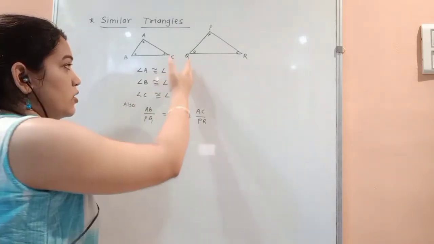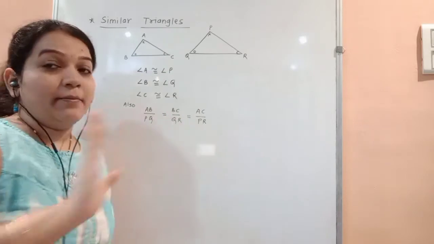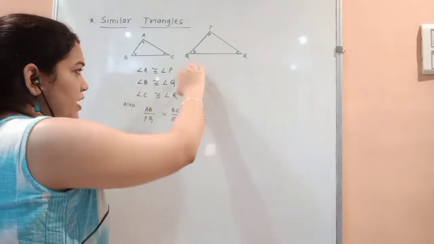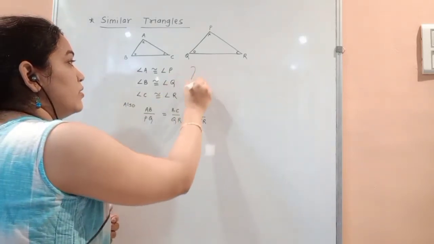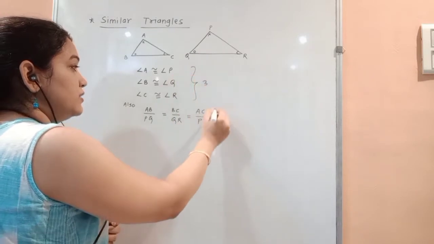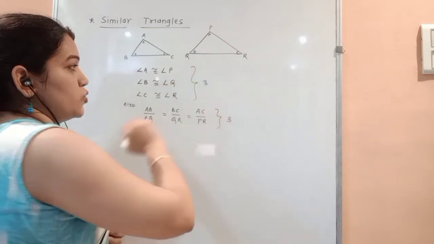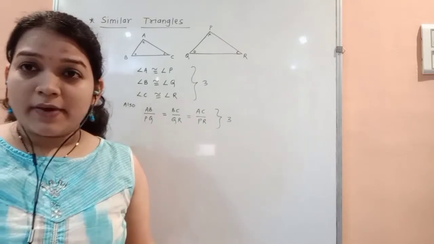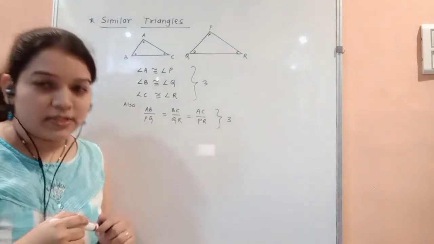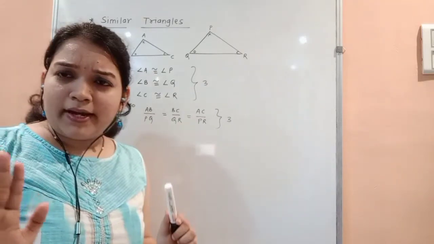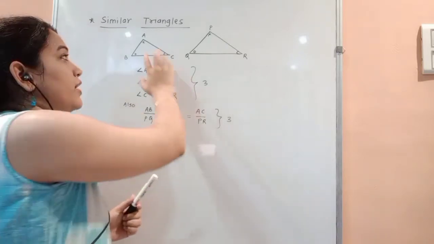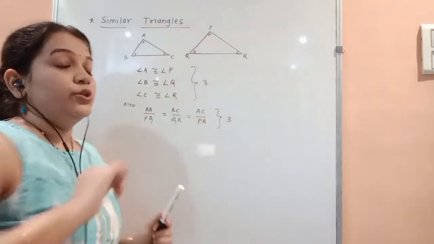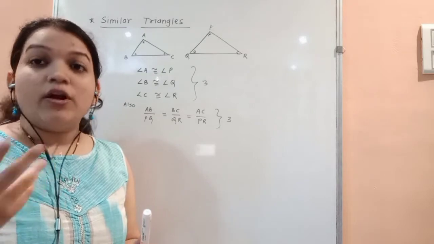So every time it is not necessary to prove these 6 parameters. In these 6 parameters, there are 3 angles and 3 ratios, so altogether there are 6 parameters, yes or no. But out of these 6 parameters, if any 3 parameters are fulfilled, then we can say this triangle is similar to the other triangle.